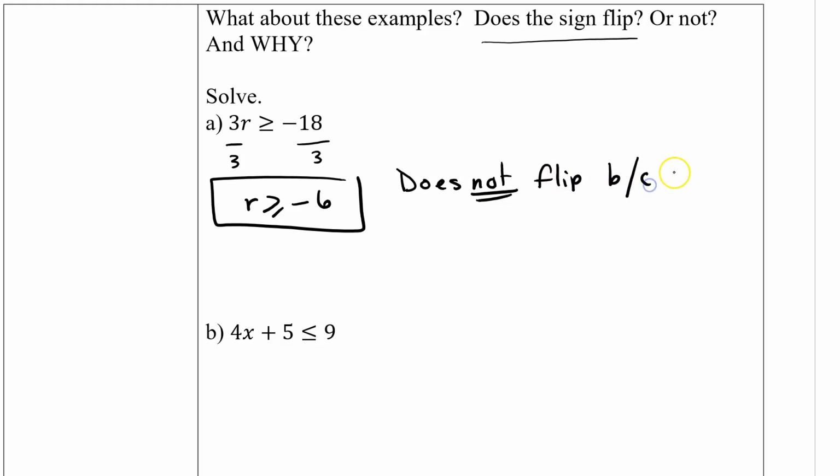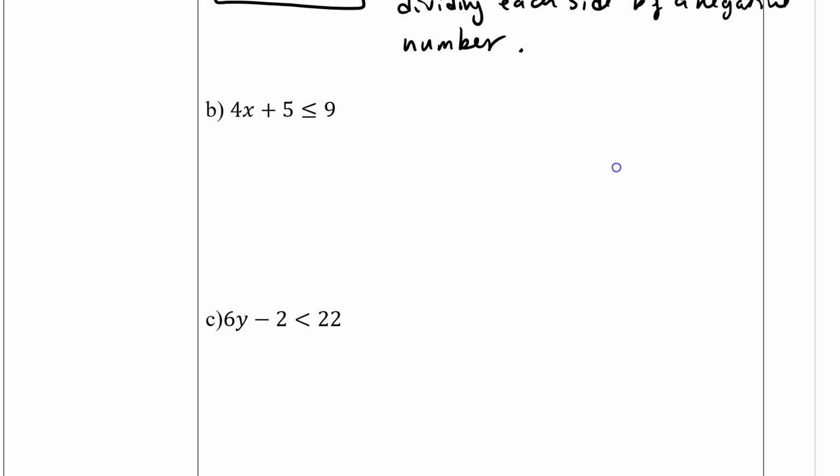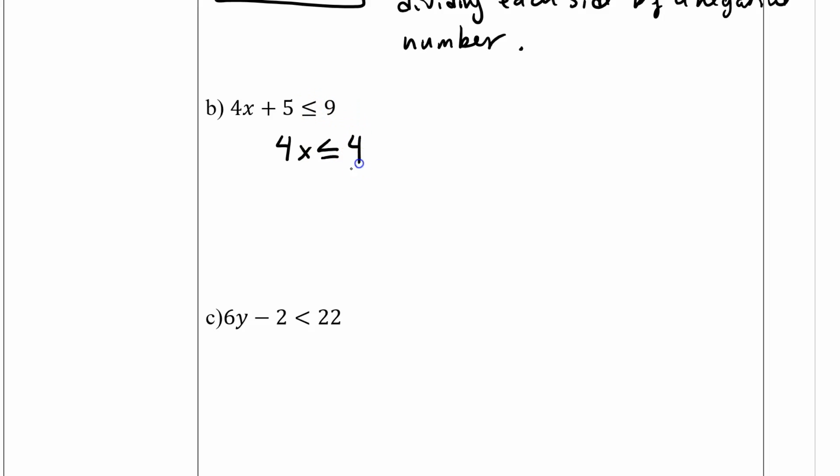It does not flip because we are not dividing each side by a negative number. So let's look at this example here. I'm going to subtract 5 from both sides. 4x is less than or equal to 4. x is less than or equal to 1.